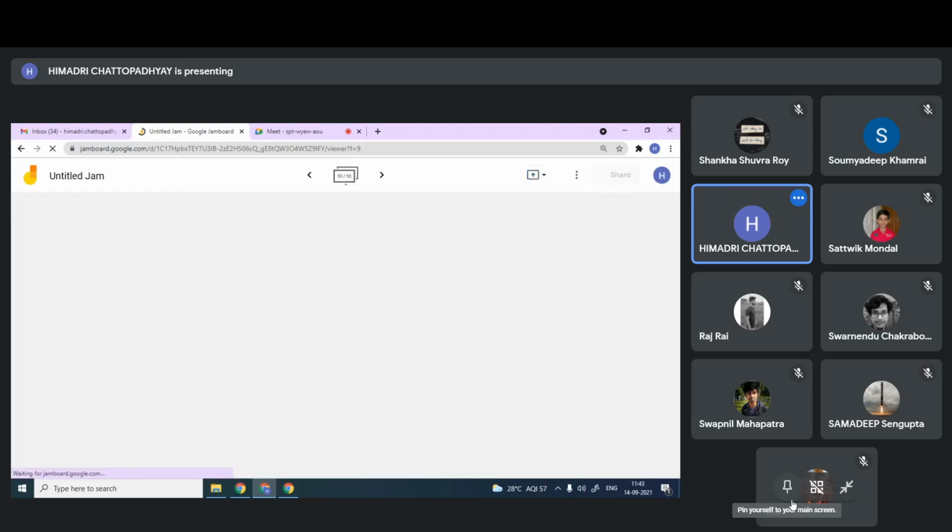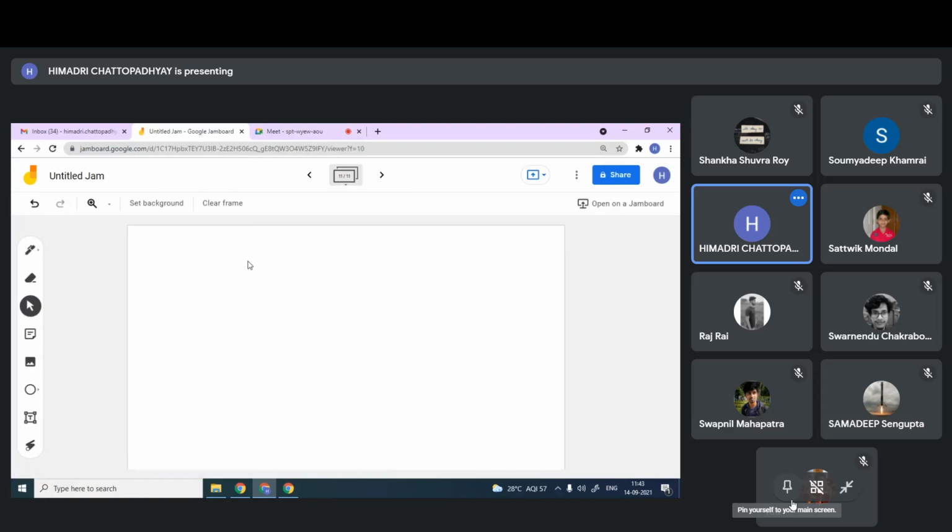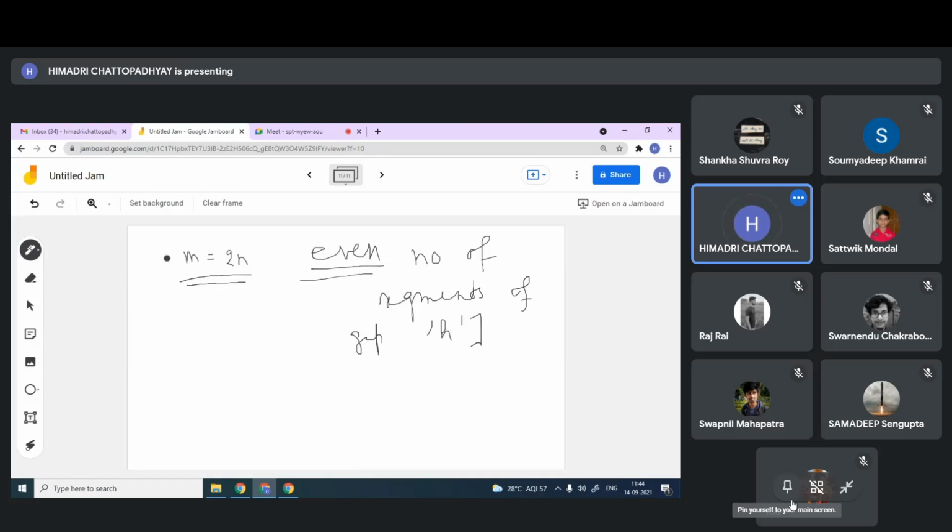You have to always remember that n equals 2m. So you must take an even number, that is a caution, otherwise it will not work. An even number of segments of gap h you have to take, where h equals (b minus a) by n.